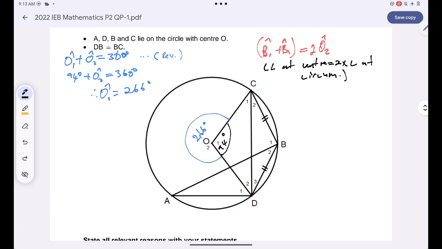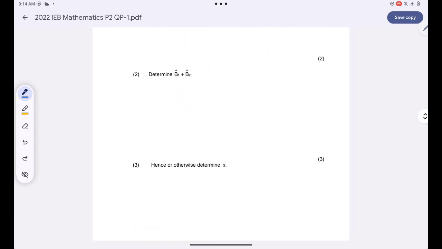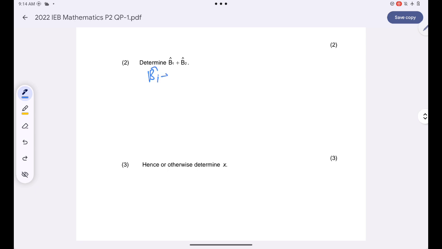So the angle at center is twice the one at circumference. I'll simply have 2 multiplied by B1 and B2 being equal to 266. So I'll just divide everything by 2, and then I'll have the sum of B1 and B2 being equal to 133 degrees. Are we together? According to the angle at center twice the angle at circumference, B1 plus B2 is just equal to 133 degrees.